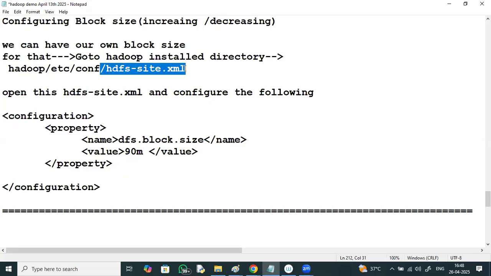So majority, if we take 65 to 70% of the discussion on PySpark, the remaining 30% is on this Hadoop, which knowledge is required for understanding PySpark.